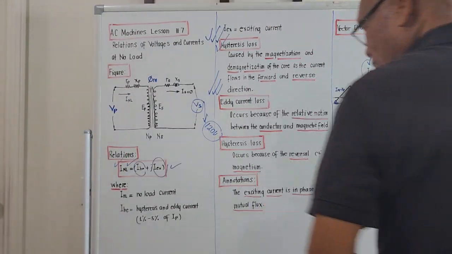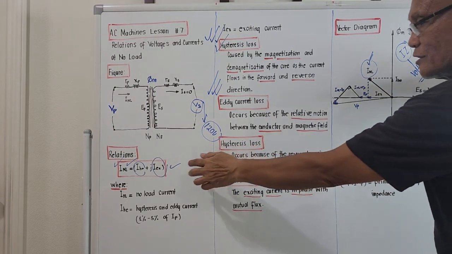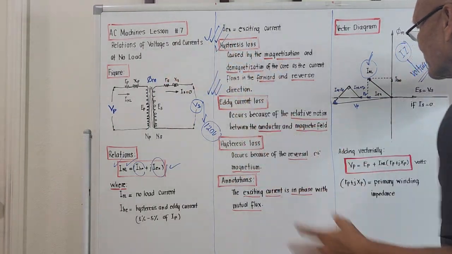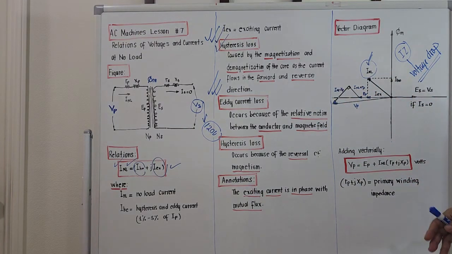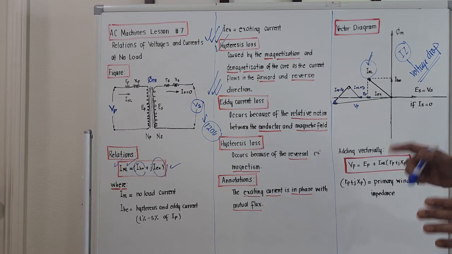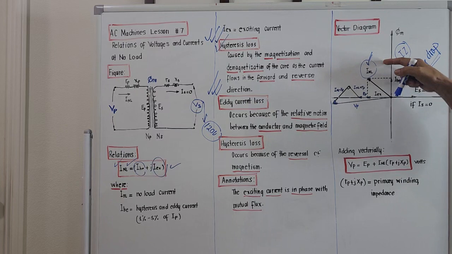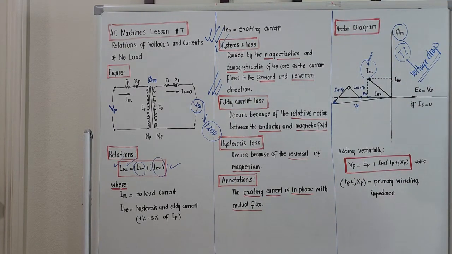Let's try to analyze this given equation by using a vector diagram. It is like this. This should be the y-axis, or the vertical line. This is the horizontal line. For the study of alternating current machines, if we bring out the vector diagram, the direction of the flux should go up. This is the mutual flux. It goes up, so it's on the y-axis.